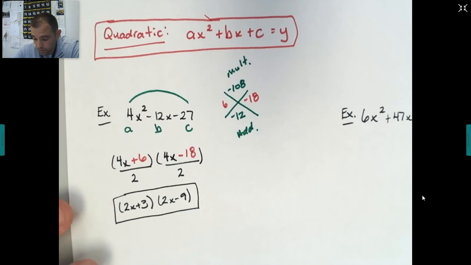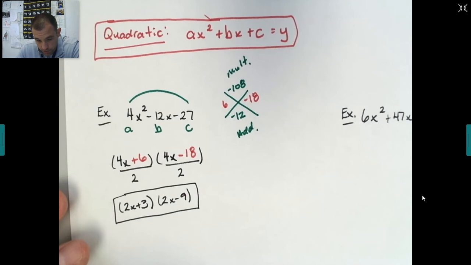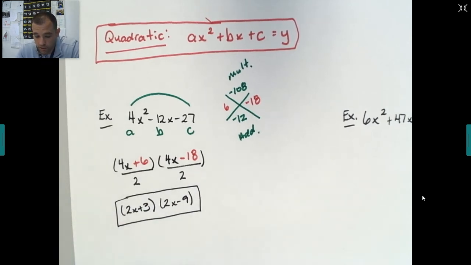Right? If you wanted to check yourself, you could just distribute it back out. 2x times 2x is 4x squared. 2x times 9, 3 times 2x, and 3 times negative 9. And you will end up right back where we started. Okay, so again, it's a little bit different than the way you probably learned it in Algebra 1, but I think this way is a whole lot easier.